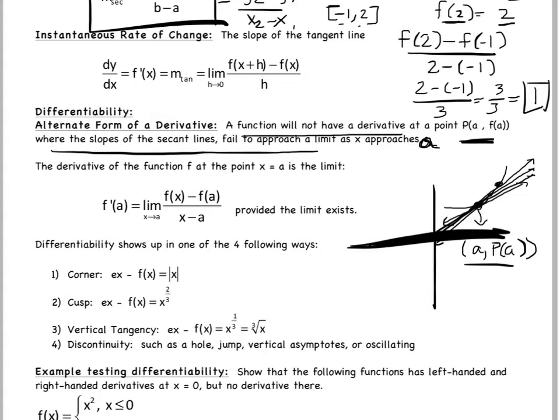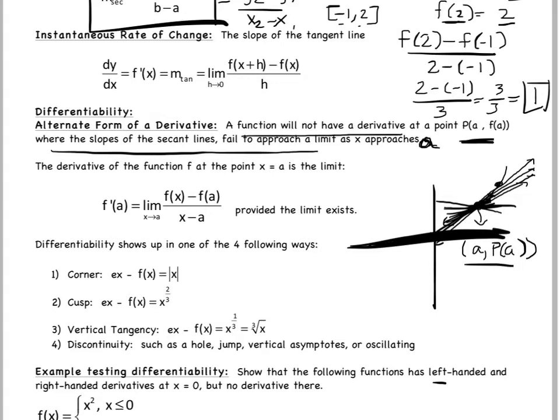Well, when will a limit not exist? When the left and right don't agree. So if you were to check the secant lines from the other side, if it doesn't look like those secant lines are going to approach that tangent line, then the limit won't exist. Now in this example it will. If you check from the left and right, the secant lines are going to approach the same tangent line from both sides.